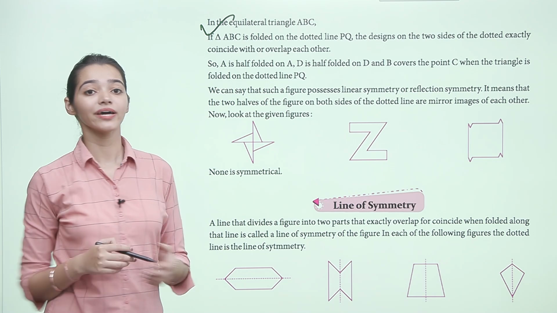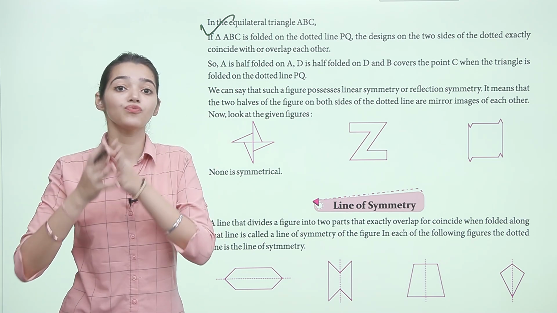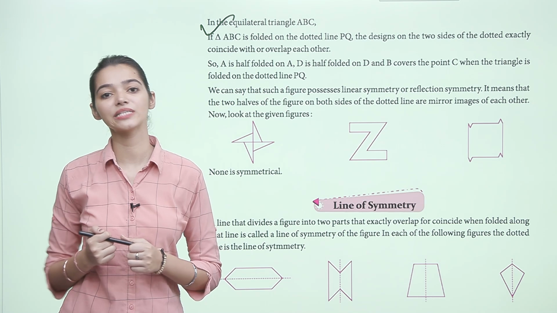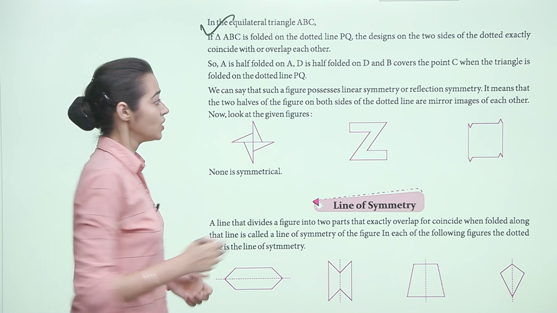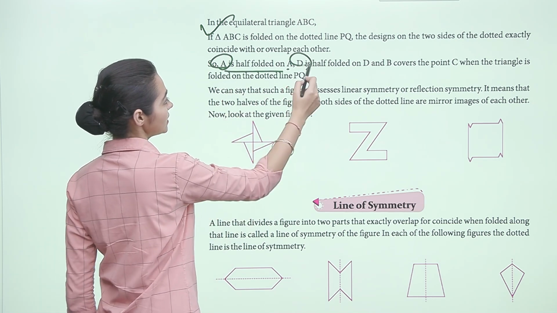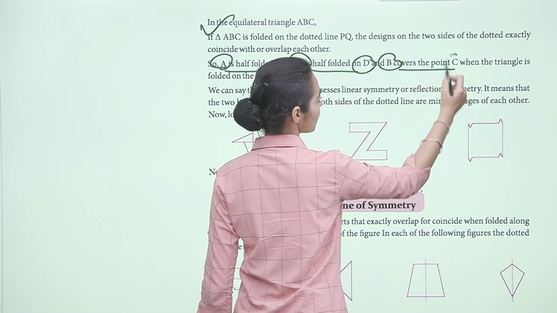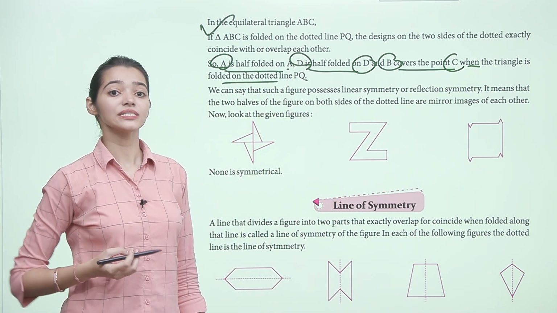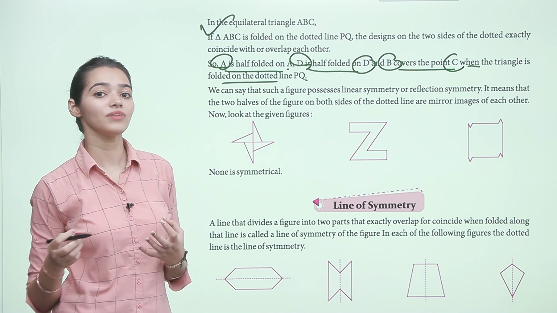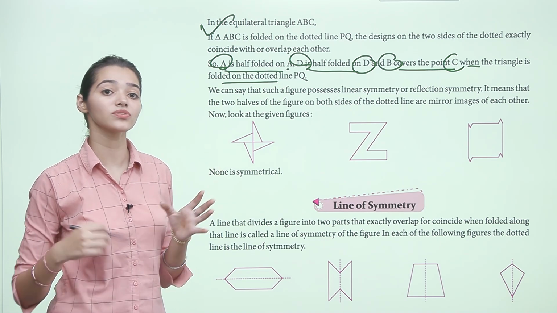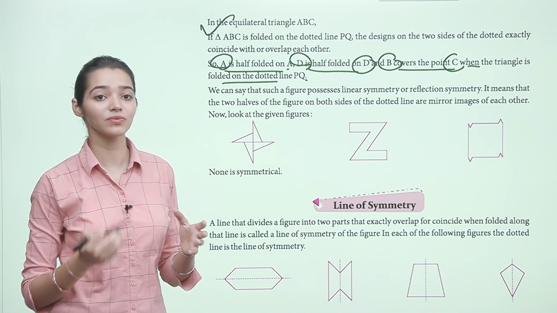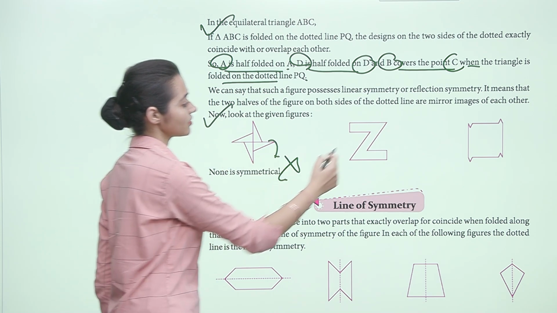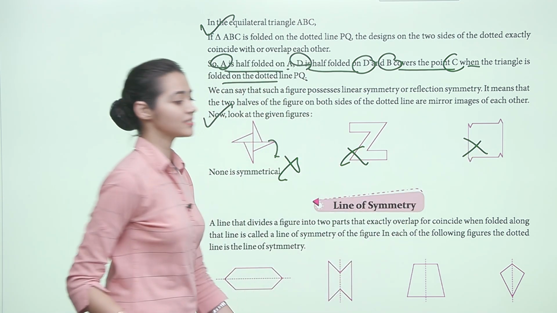Now in an equilateral triangle ABC, if ABC is folded on a dotted line PQ, then the designs on two sides of the dotted line exactly coincide with or overlap with each other. So A is folded on A, D is folded on D, B covers the point C when the triangle is folded on the dotted line PQ. So we can say that a figure possesses linear symmetry or reflection symmetry. It means that two halves of the figure on both sides of the dotted line are mirror images of each other. Now look at the given figure. This is not symmetrical, this is also not, so none of them is symmetrical.